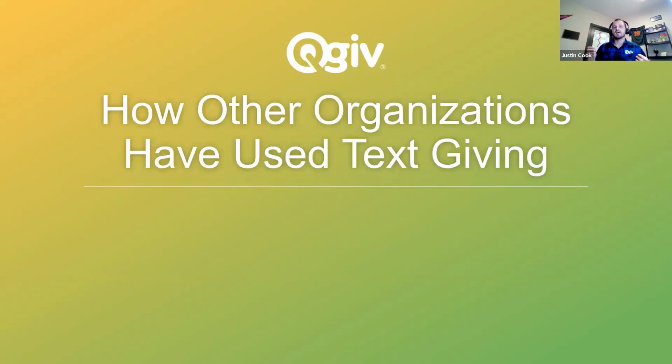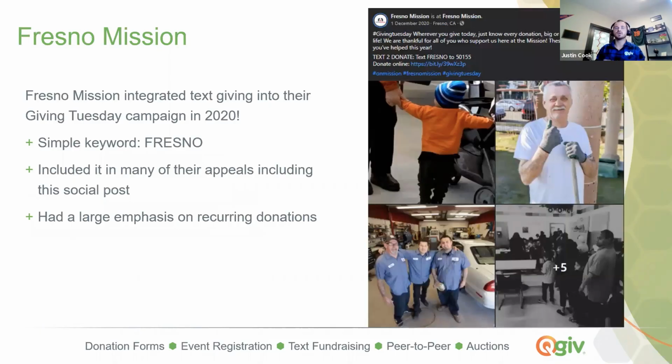So let's take a look at how some other organizations have used text giving here with Qgiv. The first example that we have is Fresno Mission. They integrated text giving into their Giving Tuesday campaign in 2020. They used a very simple keyword, Fresno. Very hard to mess up, Fresno.